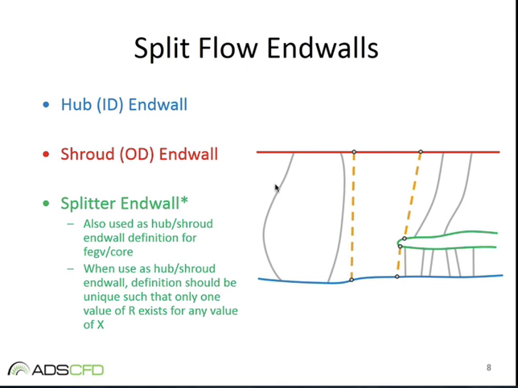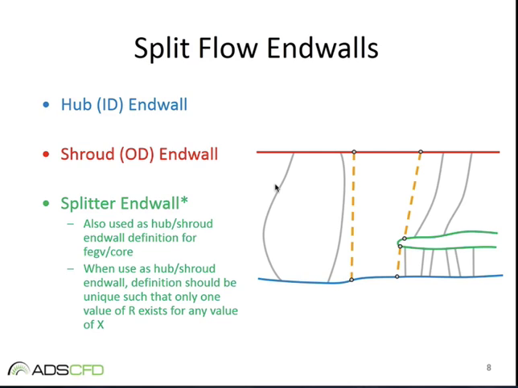Now, here we've defined 3 sets of end walls. We have the hub end wall, shown by the blue curve here. We have the shroud end wall, shown by the red curve here. And then we also have the splitter end wall. So this is the definition or description of the splitter that we spoke about earlier.